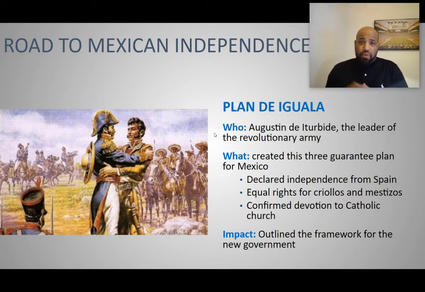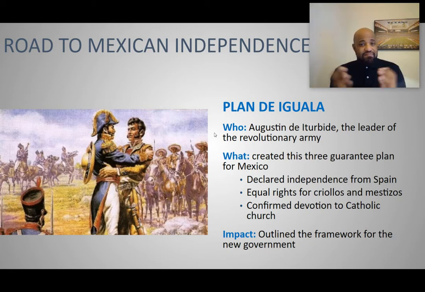All right. And so as we're moving on, a new army kind of rises up, and this is Agustin de Iturbide. He comes in and establishes a plan that's called the Plan de Iguala. In this plan, he really highlights three parts. One, obviously, he wants to declare independence from Spain. Two, he wants to make sure there are equal rights for everybody, that there isn't this whole structure system that's been causing this oppression and tension. And then lastly, he's going to confirm their devotion to the Catholic Church.